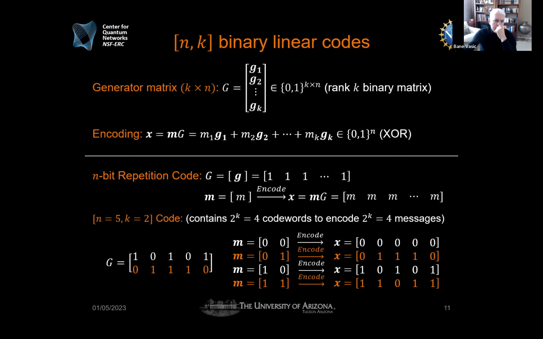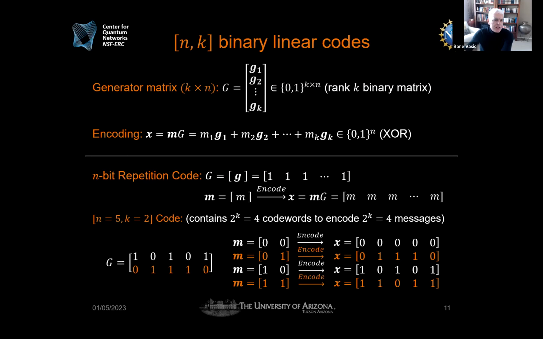Think of a generator matrix as an arrangement of rows G1, G2 to Gk, where each row is a vector of length n. We create code word X by a linear combination of rows of G. So M1 multiplies the first row, M2 multiplies the second row, etc.